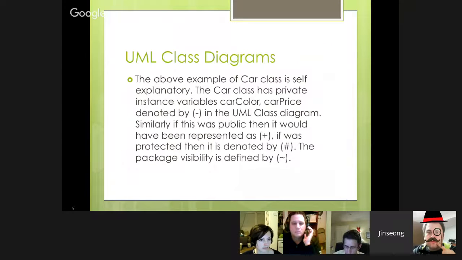The above example of the car class is self-explanatory. The car class has private instance variables car color and car price, denoted by minus in the UML class diagram. Similarly, if this was public, then it would have been represented as plus. If it was protected, then it is denoted by sharp. The package visibility is defined by this mark. What is this mark called? The tilde. Tilde? Yeah.